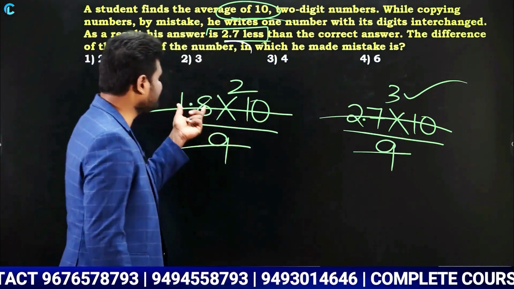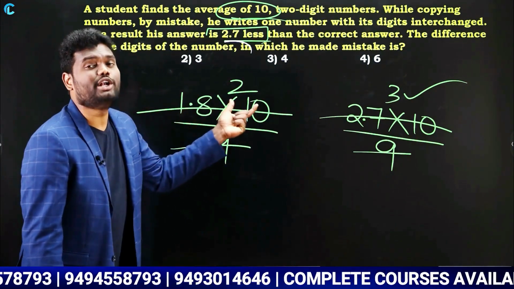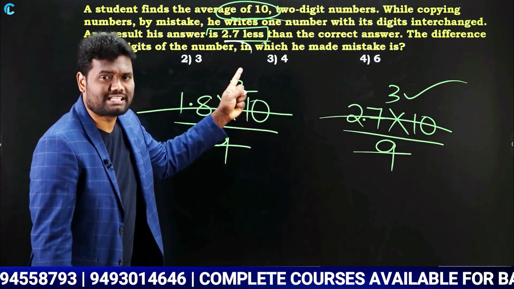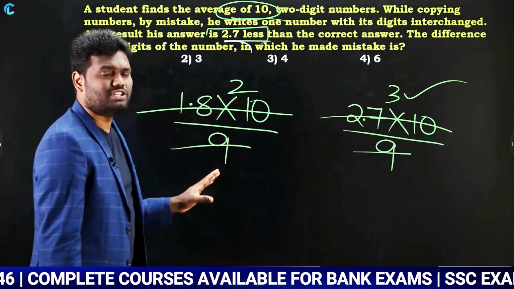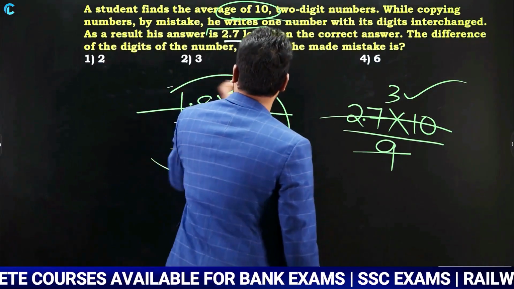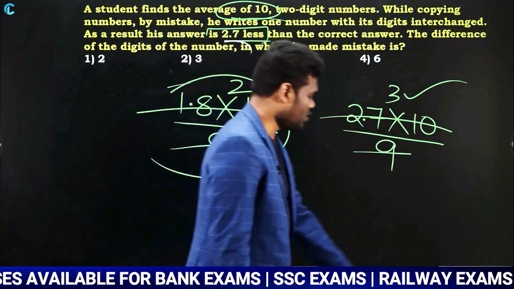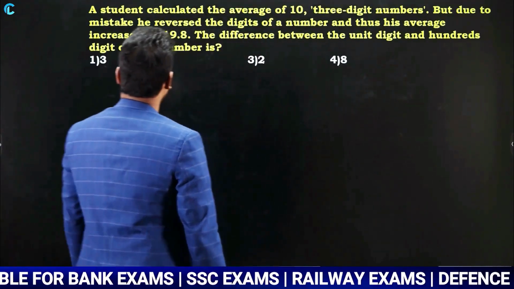Very simple. Just take whatever difference you got, into 10. Why? Because you have 10 numbers. Divide by 9. Why? Because these are 2-digit numbers. If you do this calculation, you can get those answers much faster without doing any lengthy calculation. Okay, let us look at the next question.